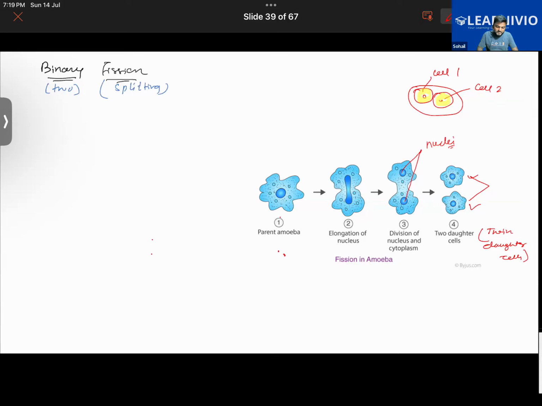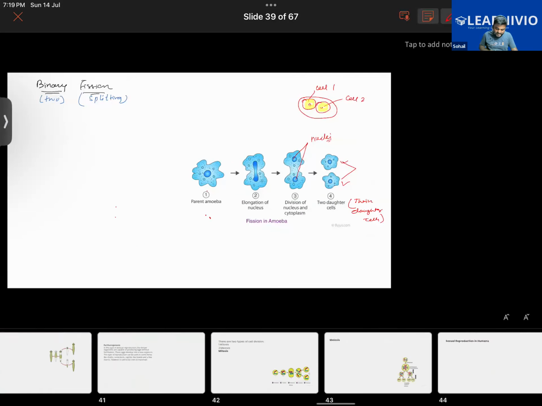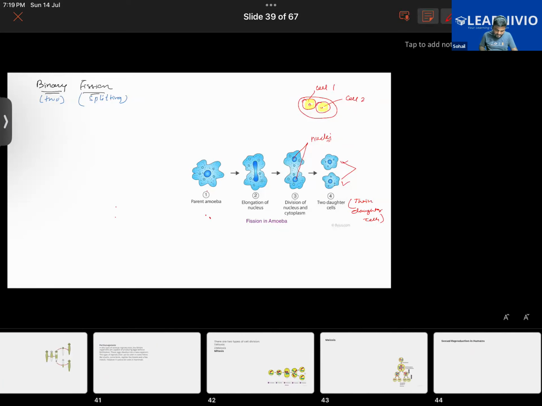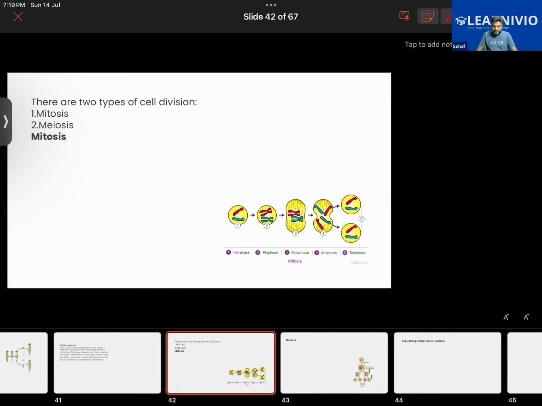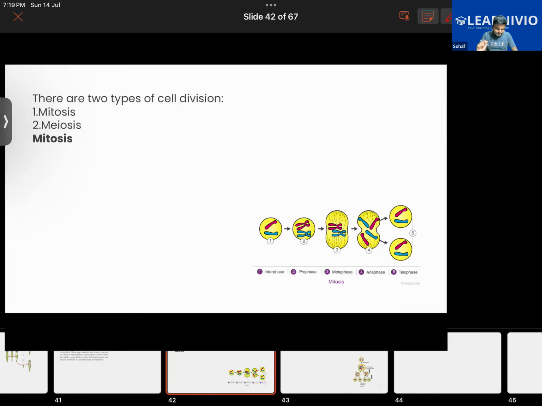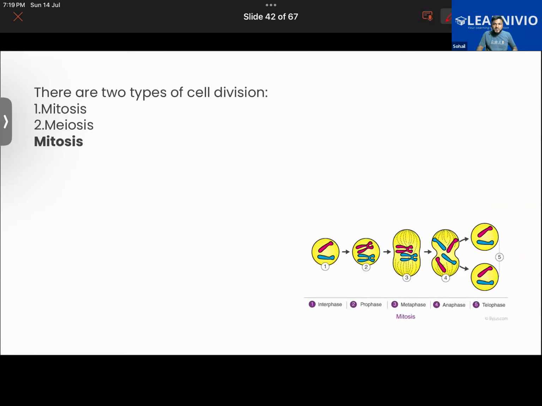Now, the type of cell division which has taken place here is called mitotic division, or mitosis. Look at this image over here. In the case of this amoeba, what has happened? A single cell is split into two halves, right? What you see over here, the genetic material remains the same.